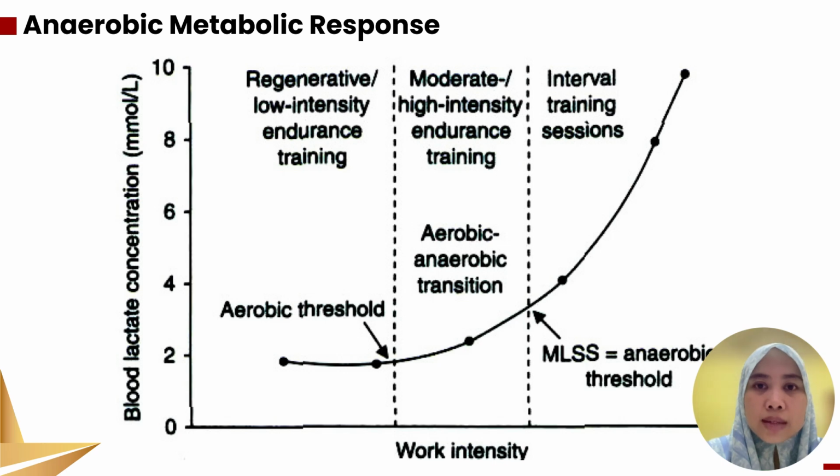The graph shows a slight rise in lactate as we cross the maximum lactate steady state, MLSS. It is also called the anaerobic threshold. This is the highest intensity at which lactate accumulation is stable over time. At very high intensities, the right side of the graph, typical of interval training or sprint sessions, lactate concentration rises exponentially because anaerobic glycolysis predominates and lactate production far exceeds removal.